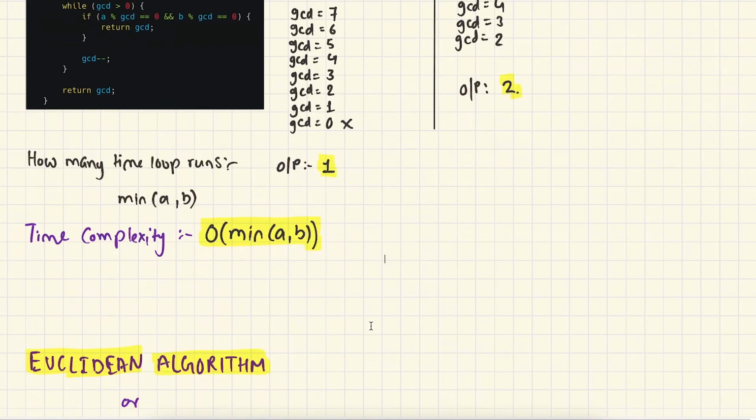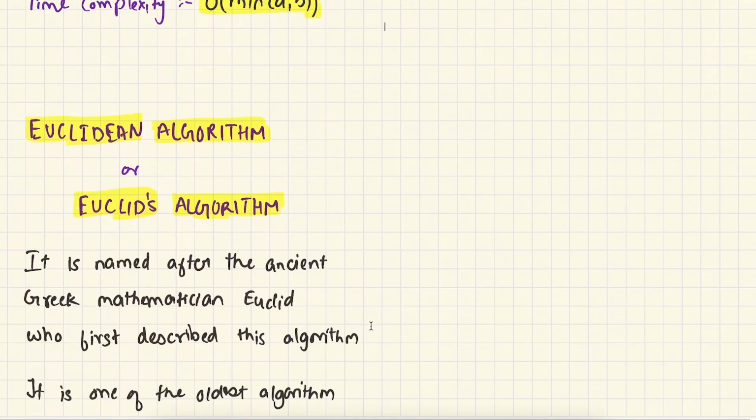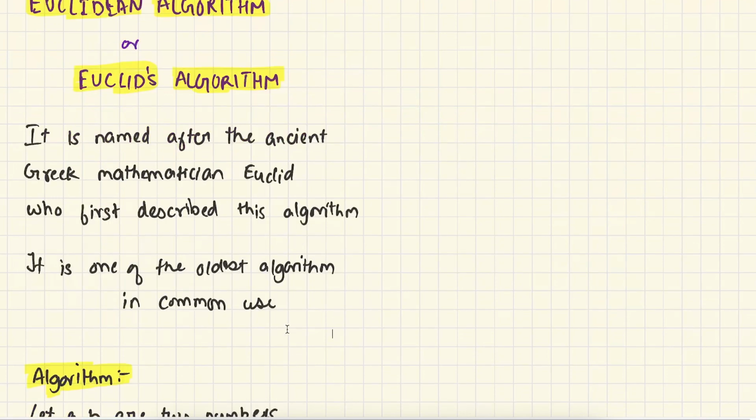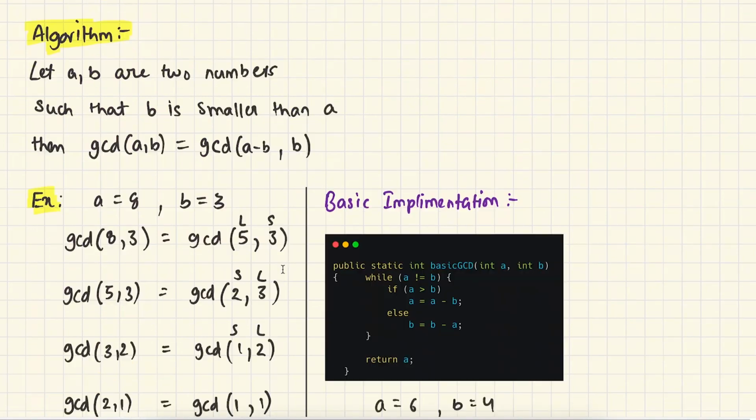And this is where Euclid's algorithm comes into the picture. This is the algorithm which is used to calculate the GCD of two numbers. It is named after the ancient Greek mathematician Euclid, who first described it, and it is the oldest algorithm used to find the GCD of a number. So let's see what this algorithm has to say.